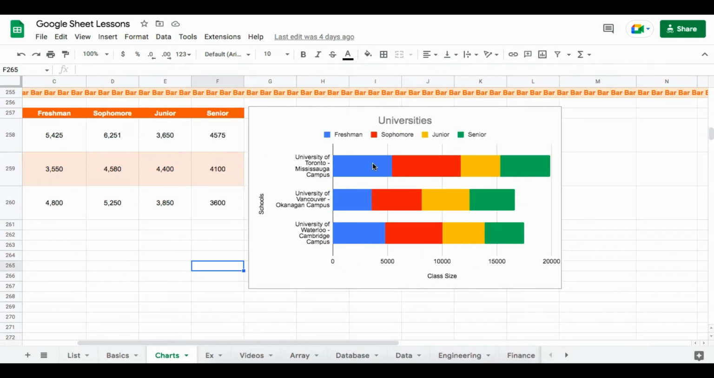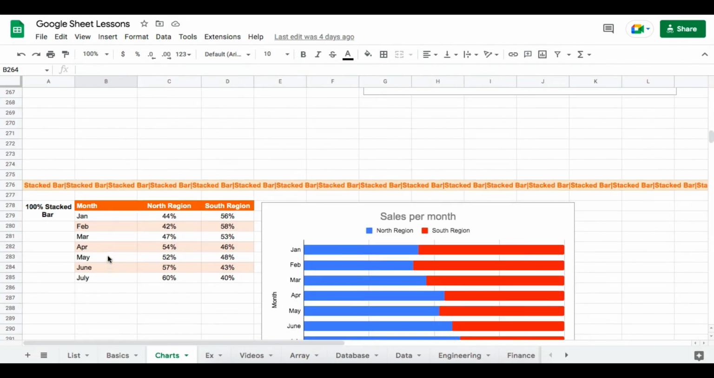So you can see the different class sizes. As you can see, sophomore, which is the second year of university, you have really big classes. And then senior and freshman are probably next in line for the most amount of classes. And the least classes you have is in your third year.